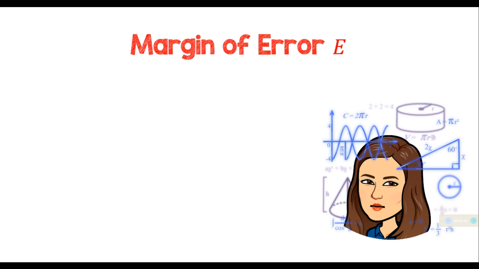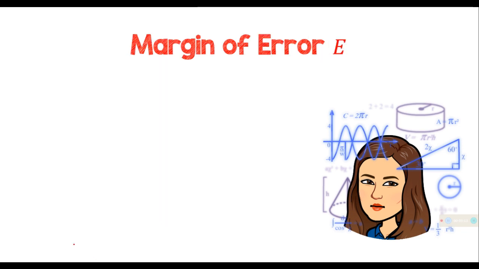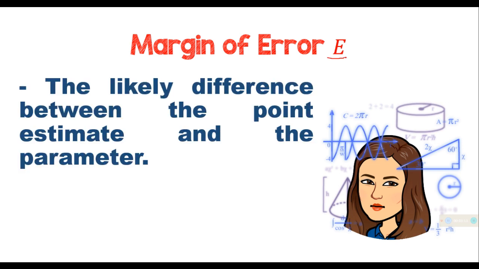Now let's talk about the margin of error, E. Please take note of these notations. Yung mga ginagamit natin na notation kanina. Ito, mahalaga to, alpha. And now we have the margin of error, E. The likely difference between the point estimate and the parameter.